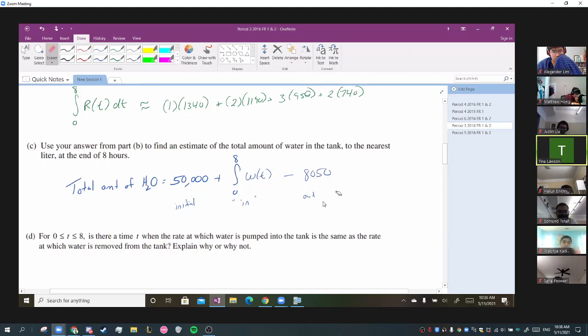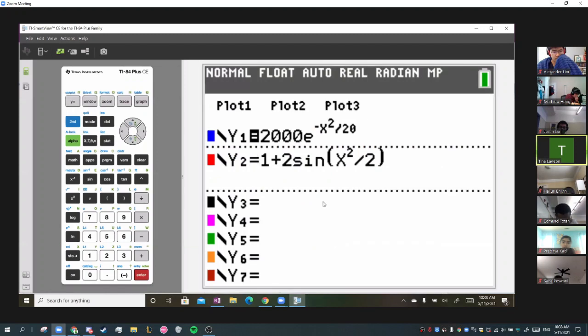Now the rest you do on your calculator. Don't do any more work. All right. So what we're going to do is I'm going to go right to the calculator. I've already typed in the 2000 e to the negative. I think the other one's for the second question. So Y1 has that part.